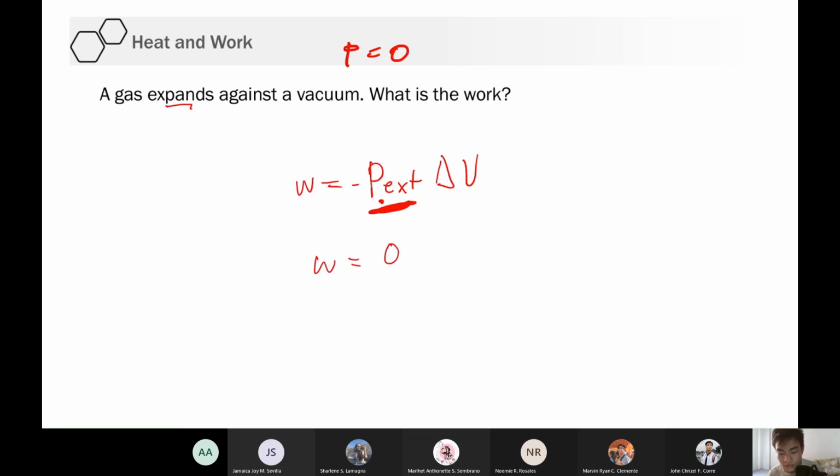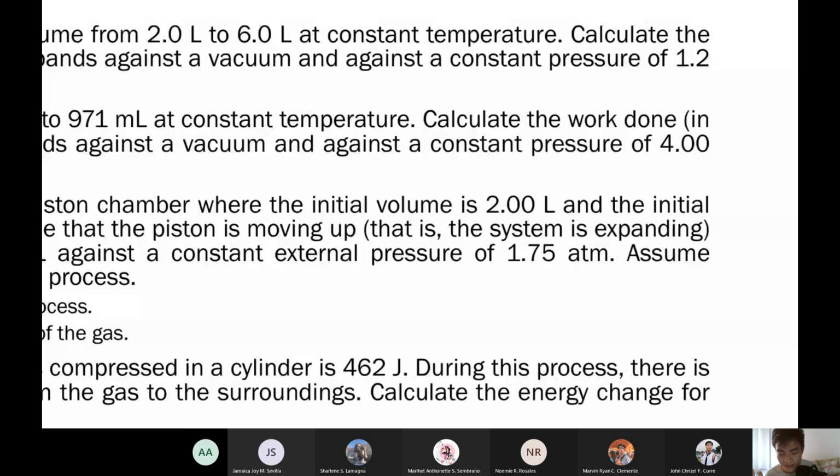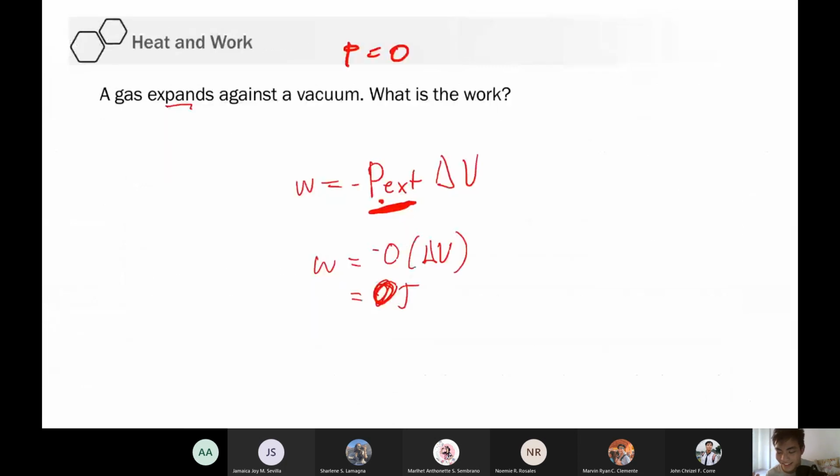And what is 0 times everything else? 0. Walang sagot, no? Walang work. Sabihin, walang work kapag expansion in a vacuum. Okay? So, ganun lang. What else, no? Ay, what else? Oops. Excited naman tong assignment na to.